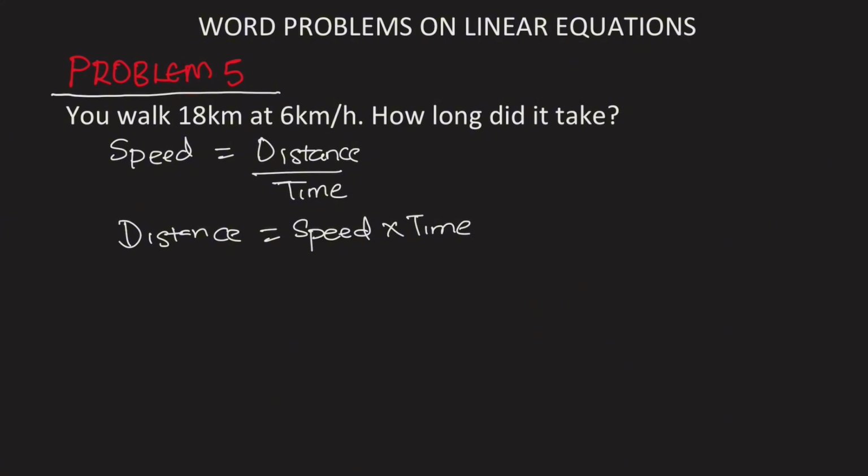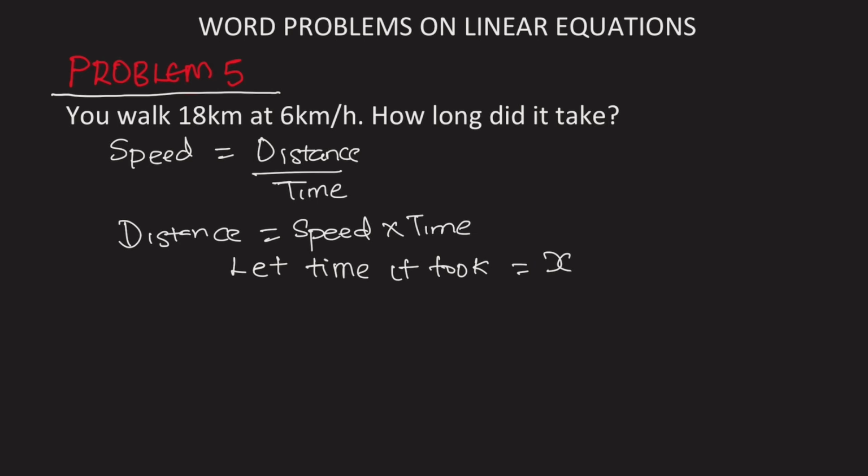So it says you walk 18 kilometers at 6 kilometers per hour. How long did it take? So that means every hour you walked 6 kilometers. So for this question, we are looking for the time. How long did it take? So we could say let the time it took be equal to x.